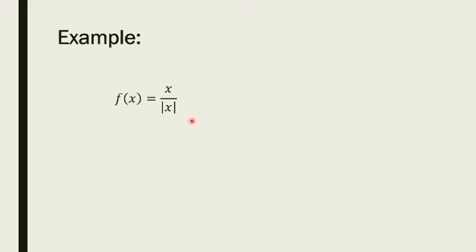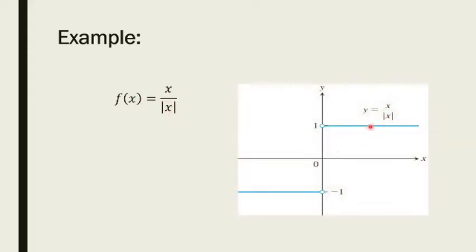Example. Given the function f of x is equal to x over absolute value of x. So this is the graph of the function y is equal to x over absolute value of x. We will take its limit as x approaches 0. As x approaches 0 from the left, the function approaches the value of -1. And finding the limit as x approaches 0 from the right, it approaches a value of 1.